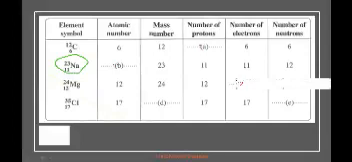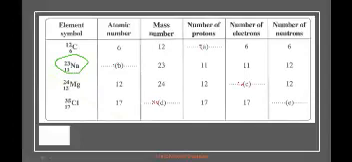For chlorine, he wants the mass number. 35. Very good. Mass number is the same as weight number and atomic weight. They all are the same. So it will be 35. Okay, number of neutrons.